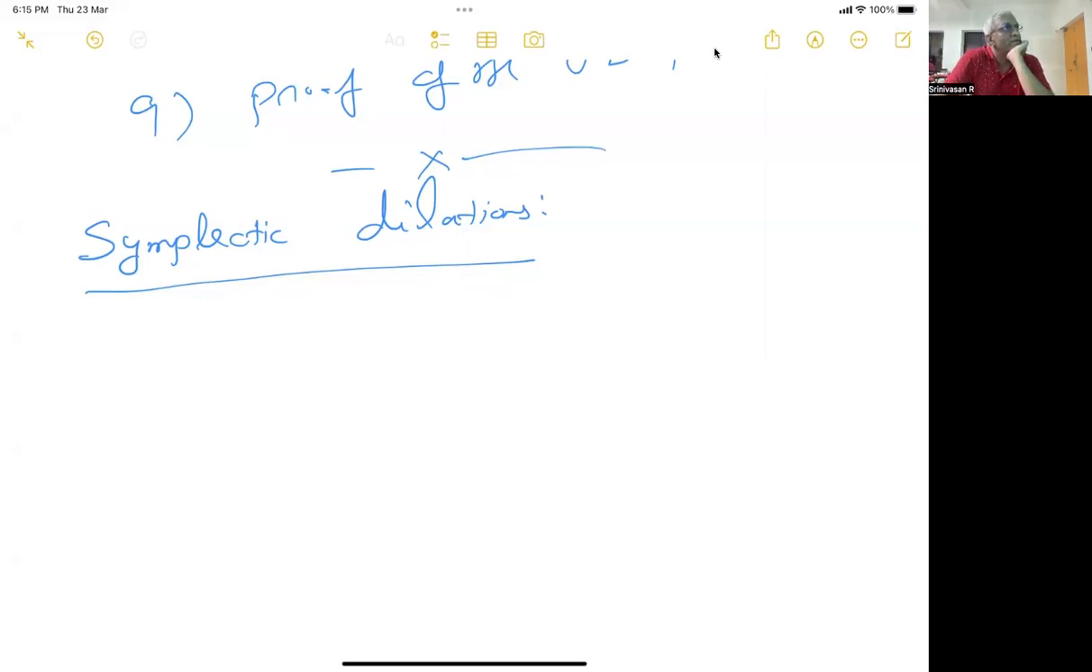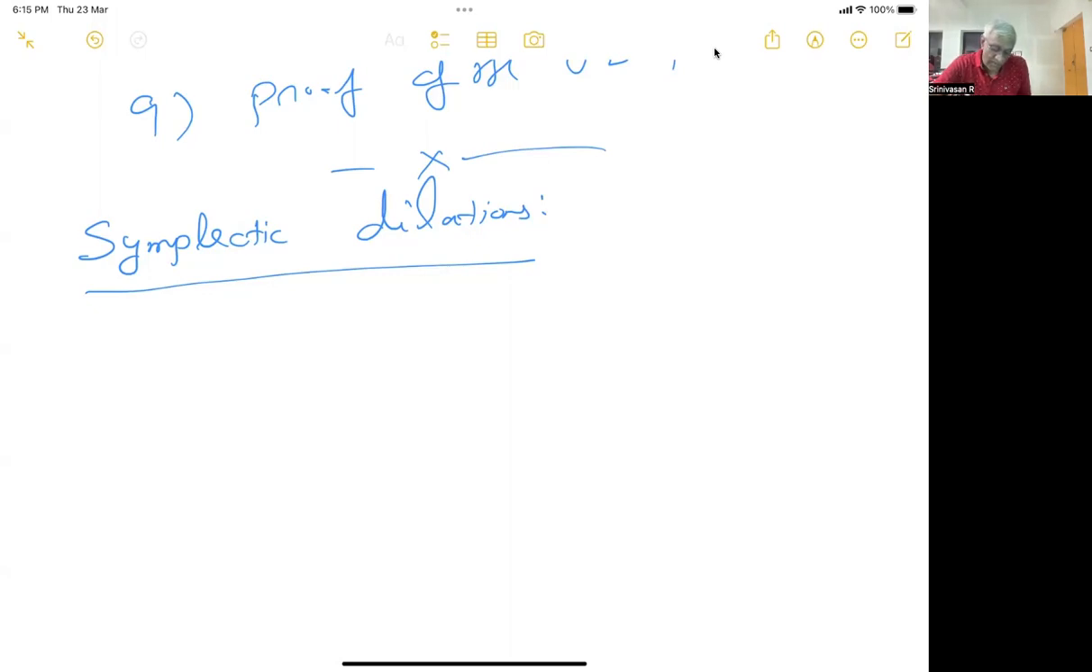To study that, we need to study something called symplectic dilation. These are all matrix theory. So what is called symplectic dilation? Dilation is something in general. This is a very important topic in operator theory. Indeed, it's a very good industry for those who do research. You can make a career out of it.